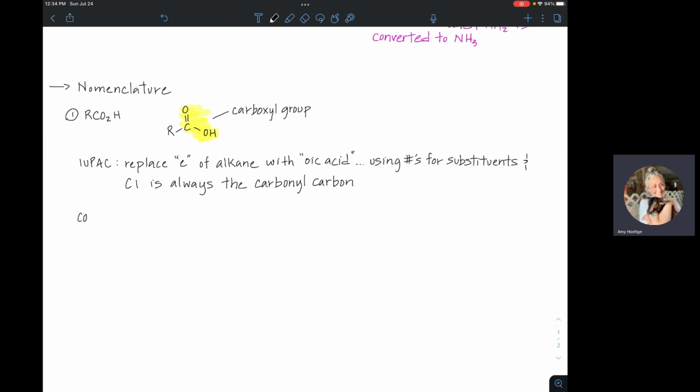Common nomenclature. These carboxylic acids, if they have less than or equal to 6 carbons, are going to be named after compounds that contain them, usually having either Latin or Greek etymology.